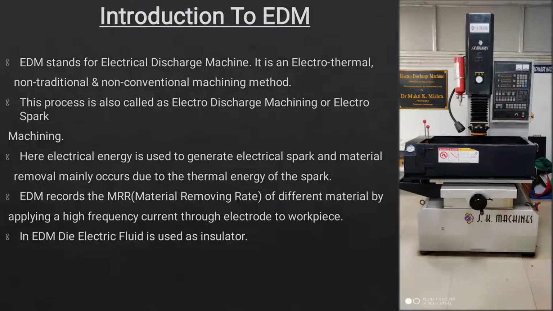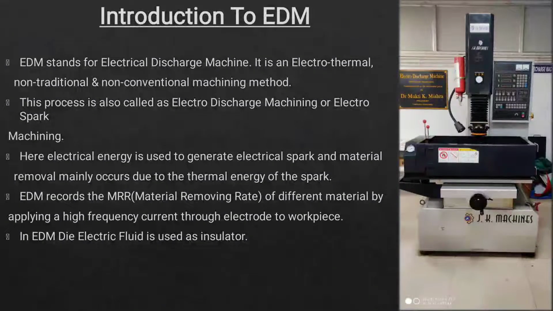I made a mistake that I wrote non-conventional, but that is unconventional. There is no word in this world like non-conventional. It is unconventional. So non-traditional and unconventional machining methods are those in which the workpiece and the electrode or tool are not in contact with each other, like this EDM machine. But traditional and conventional machining methods are those in which the workpiece and the cutting tool are in contact with each other, like lathe machine, CNC machine, or milling machines.